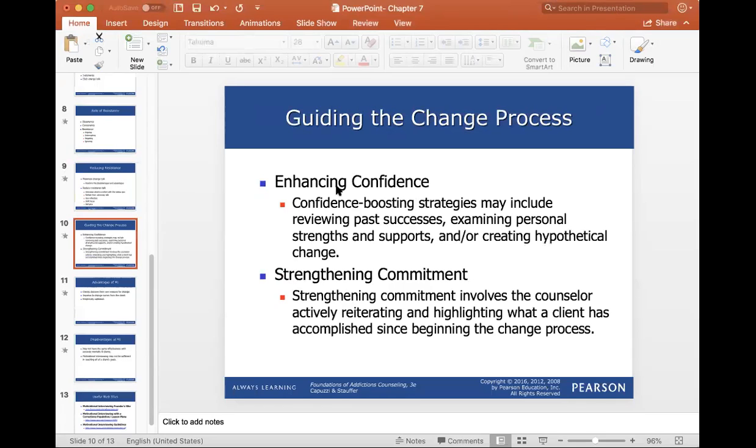So guiding the change process, enhancing confidence. So you really want to boost their self-esteem. Confidence boosting strategies may include reviewing past successes, examining personal strengths and supports, and or creating hypothetical change. So this is really kind of like a solution-focused stance here. Again, I don't know where you are at as far as learning about theories, but solution focus really focuses on exception questions, meaning like a time when they were successful.